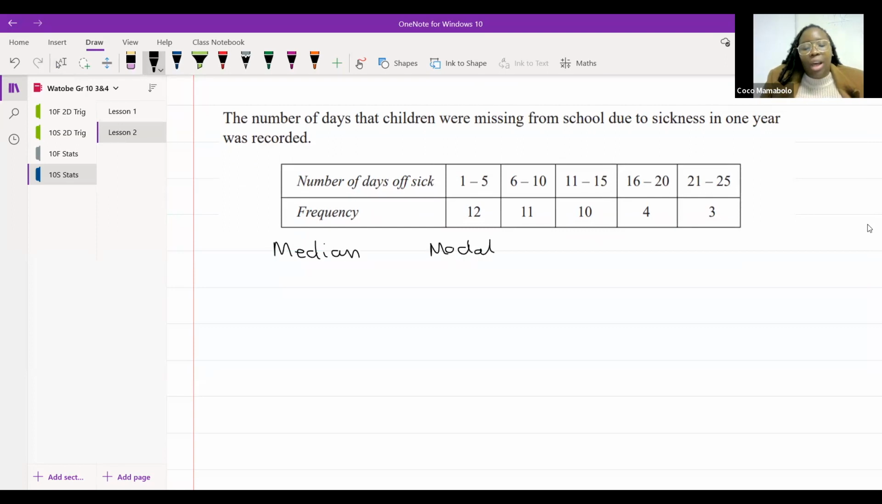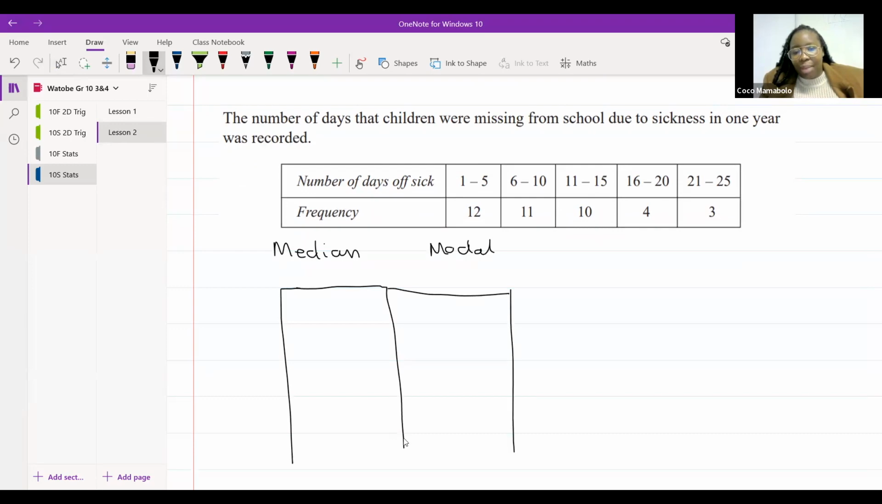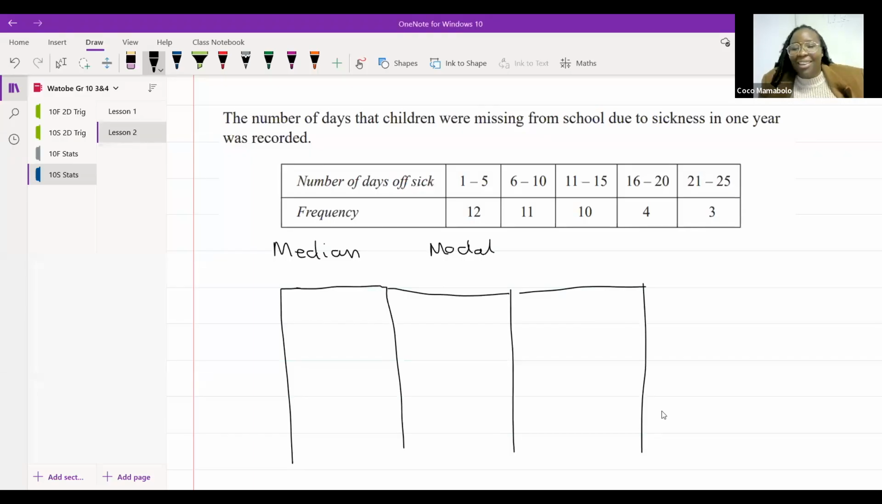Right. Now, I don't like it when it's sitting like this. It doesn't sit well with me. So I'm going to change it and put it like this so that I can have my number of days, my frequency, and my cumulative frequency. We're going to have all those three, right? This is days sick. This is frequency, and this is cumulative frequency, right?